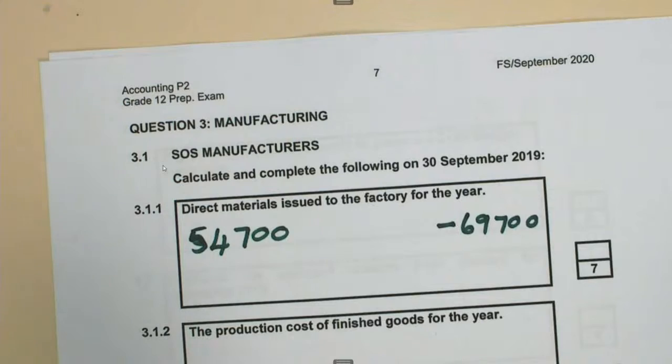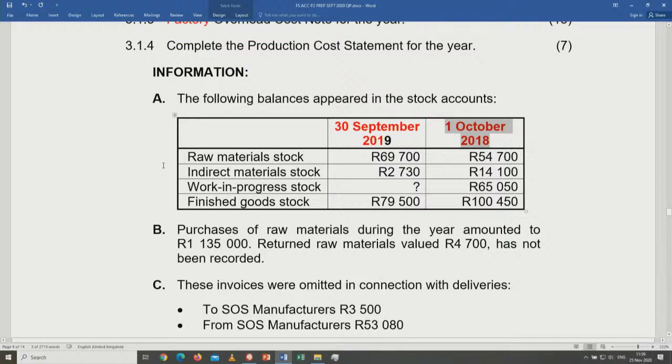Let's go back to the question paper again. Okay, the next indirect material stock. That information must go to your factory overhead note, right? Now I'm going to take that information. I know opening balances must be added, closing balances must be subtracted. Where will you find indirect material stock? I find that on my factory overhead note. Let's go back to our answer book.